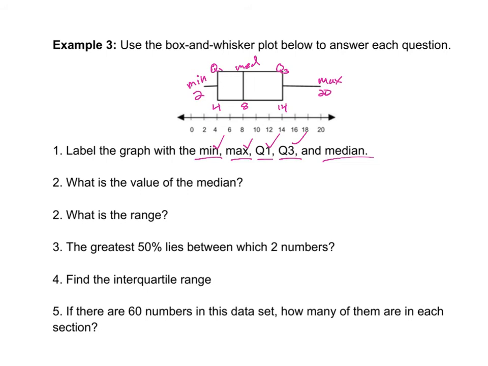So, as we checked them off and labeled them, that's going to help us answer a few of these other questions. What is the value of the median? Well, look up there. Right down the middle, that's an 8. Our range, remember, is your max minus your min. So that's going to be 20 minus 2. That's 18.